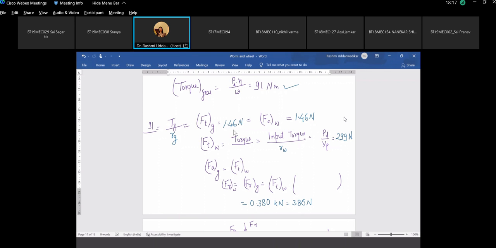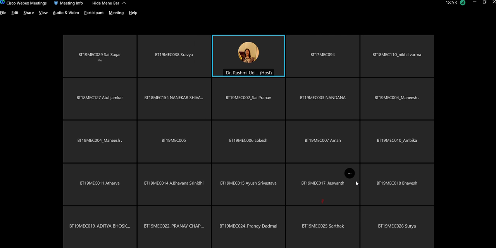So this is 1.46, which is the only force responsible for power transmission. And this is the axial force for the gear, which is tangential for the worm. This is 299, and this radial force is 386 Newton. So this calculation is important because this would be required again during bearing design. So all of you are again requested to complete this part of the calculation. I'll close this screen and I'll start with the belt drive topic.